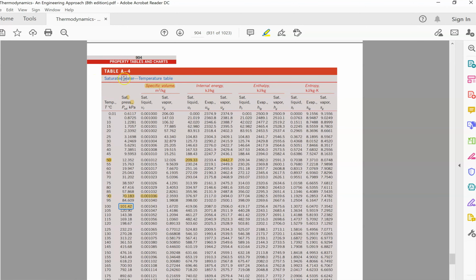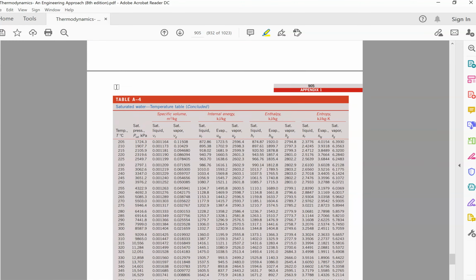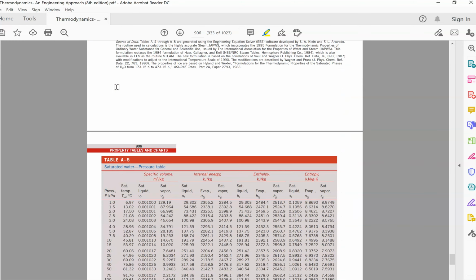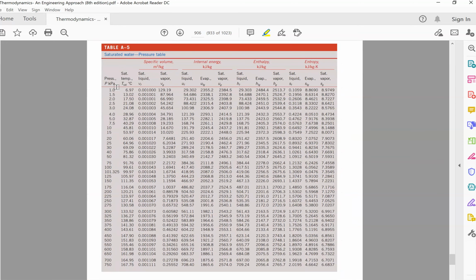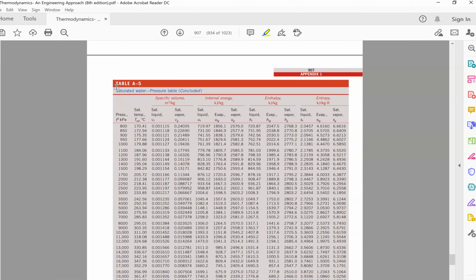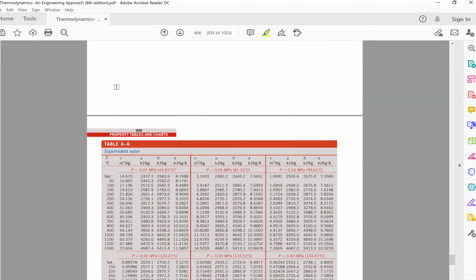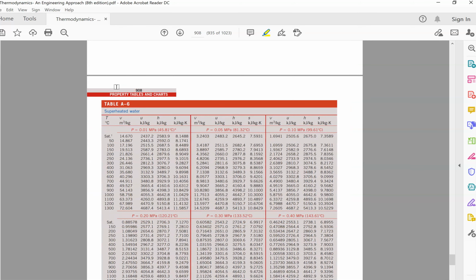So, table A4 is more of saturated water. Okay, and then you move on. Saturated water, this is the temperature table. This is the saturated water pressure table. This is all water, yeah. A5, saturated water, pressure table. And now we're going to go on to the superheated water.